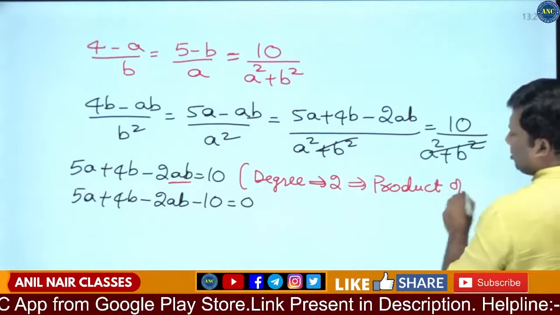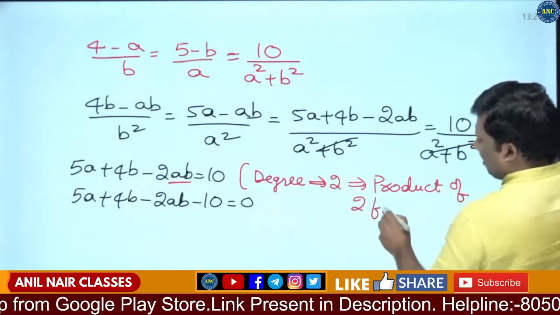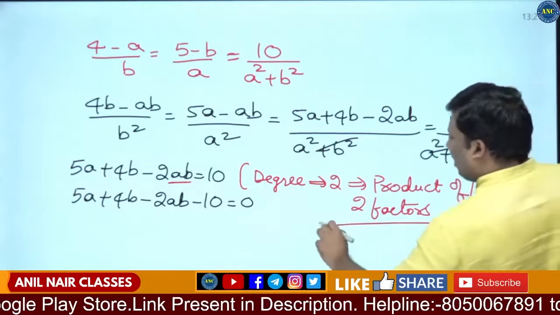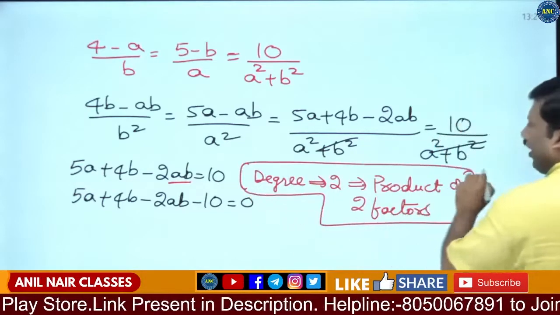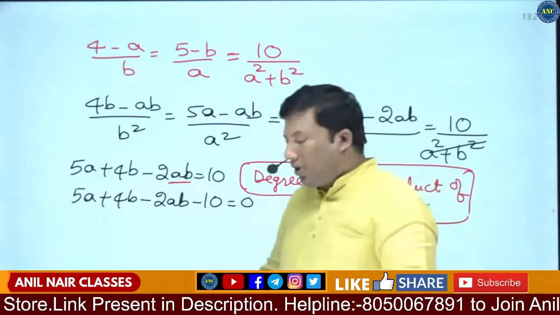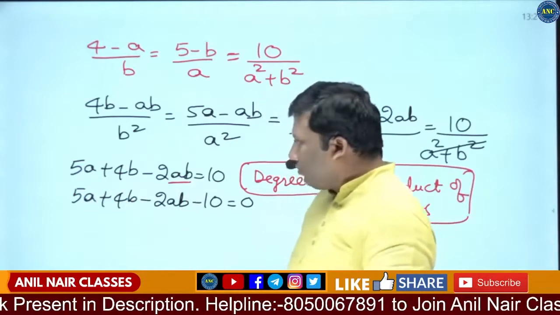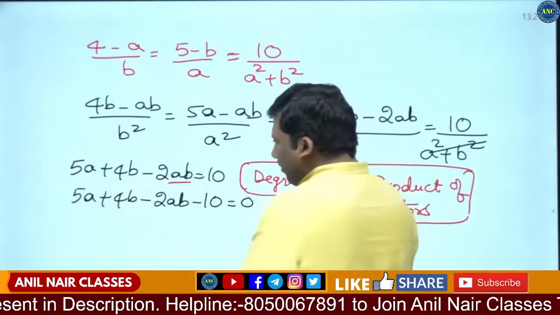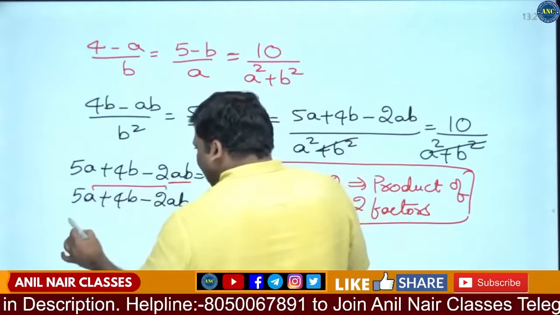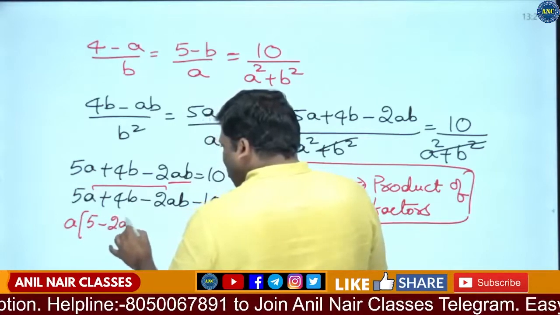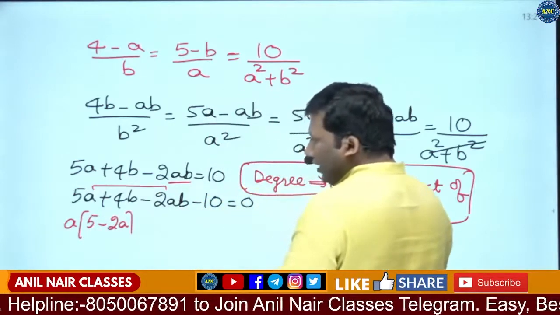Write down the equation as a product of two factors. If the expression has degree 2, how to find the values? Write the equation as a product of two factors. 5a plus 4b minus 2ab. If I take a common in the first and third terms, it is a into 5 minus 2b.